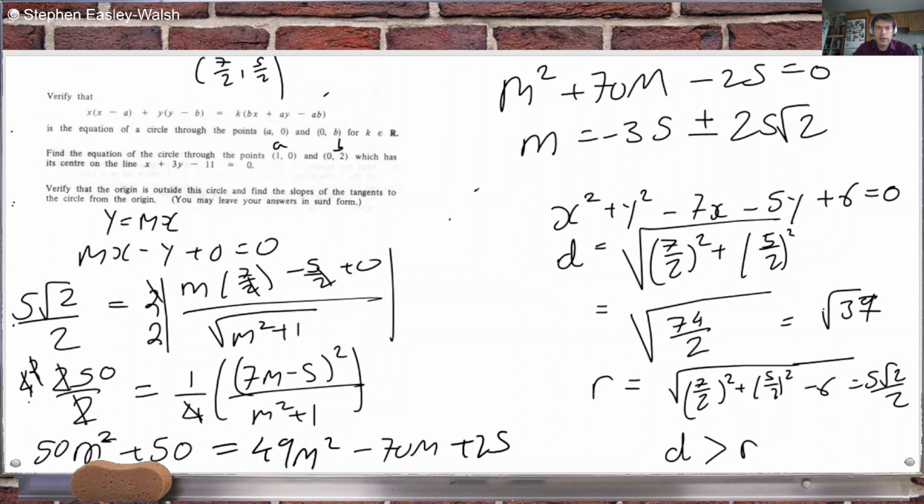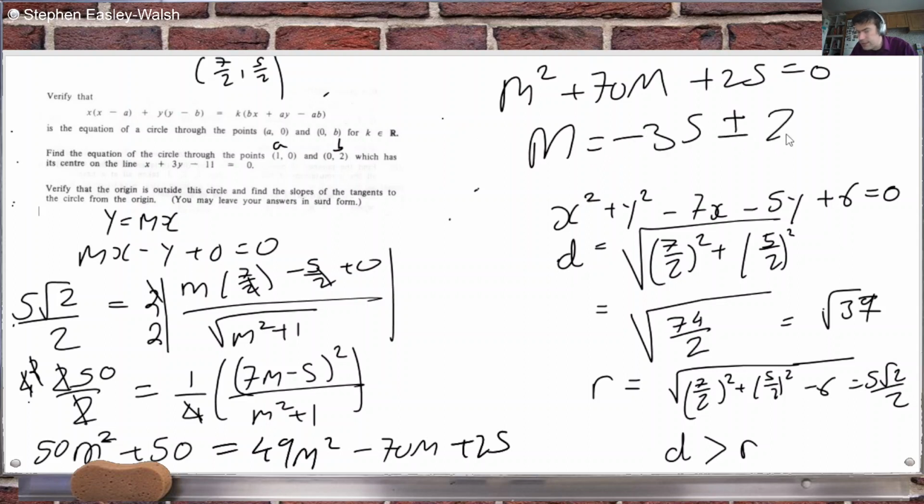Actually, I was just checking and I just copped once again, this quadratic has thwarted me. I don't know what it is about this quadratic. 50 minus 25 is plus 25. So m equals minus 35 plus or minus 20 root 3. And that is the answer. Great.